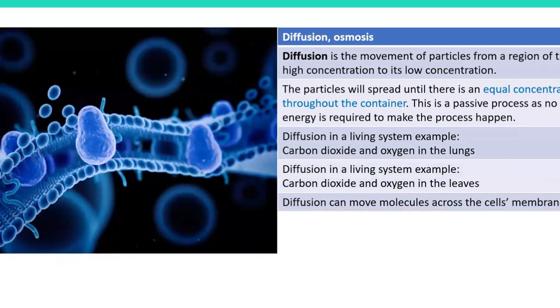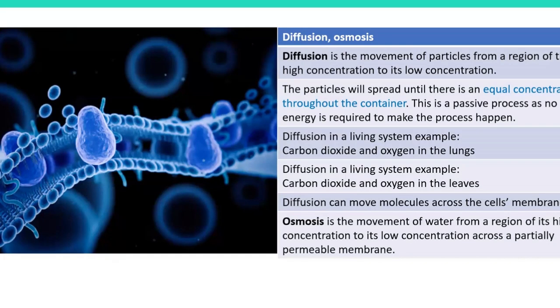So what we can use diffusion for is moving molecules across the cell's membrane. So this is the cell membrane that we had a look at in the first session. Remember, we said it's a bilayer, or a double layer of molecules, and there are proteins embedded in it, and some of these proteins can cross the entire membrane, and they can actually act as channels to move things across. And one of the things that we move across is water.